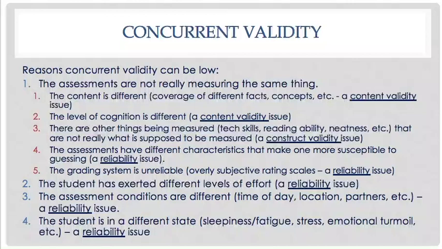Four, the assessments have different characteristics that make one more susceptible to guessing. And this is a reliability issue we're going to talk about next week. Five, the grading system is unreliable and overly subjective, meaning that I have different raters in different cases. This is also a reliability issue that we'll talk about next week. Or the assessment conditions are different, meaning that one's in the morning, one's in the night, which matters a lot, especially for teenagers and young children.